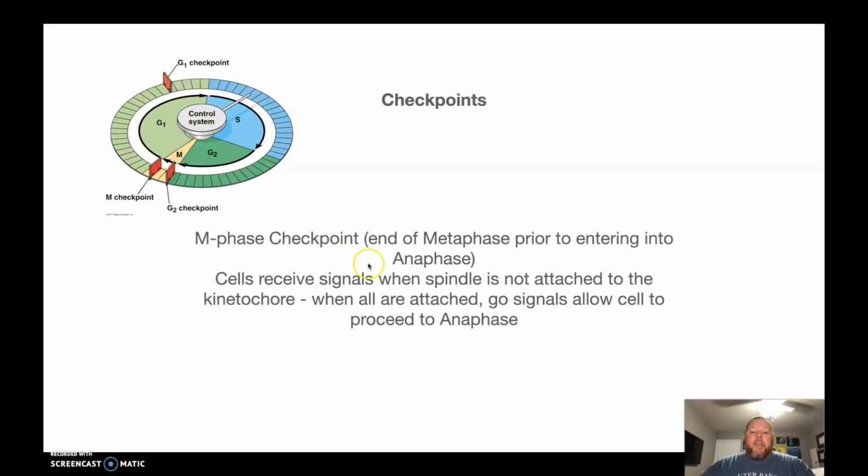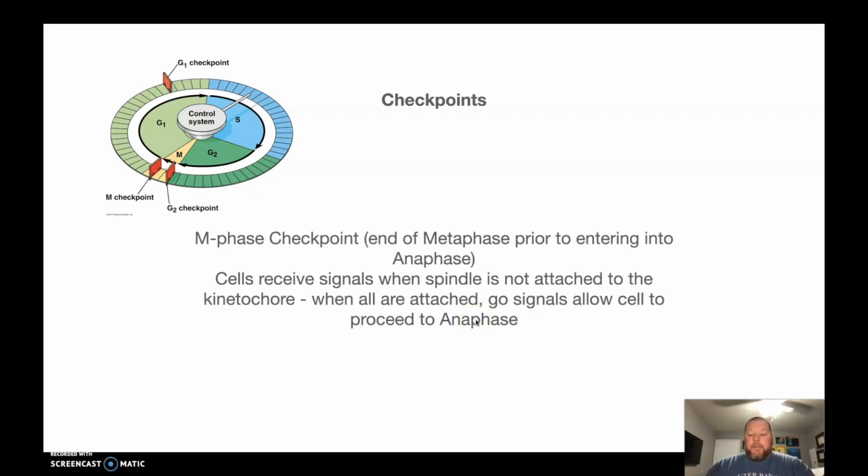At the end of metaphase, prior to entering into anaphase, we're going to have our M phase checkpoint, and this is where the cell is going to receive signals as to whether or not the spindles are attached to the kinetochores. When all kinetochores have been attached to a spindle fiber, the go signal will allow the cell to proceed into anaphase.